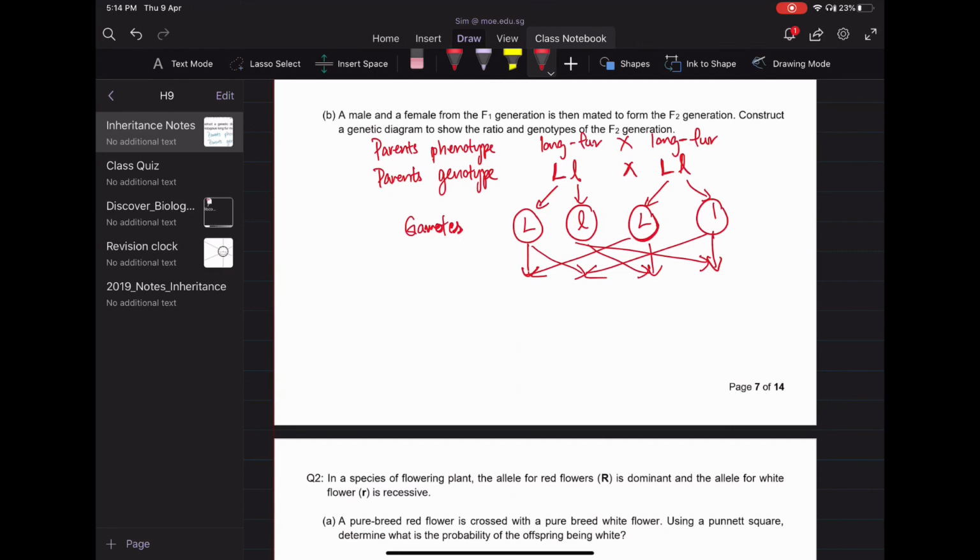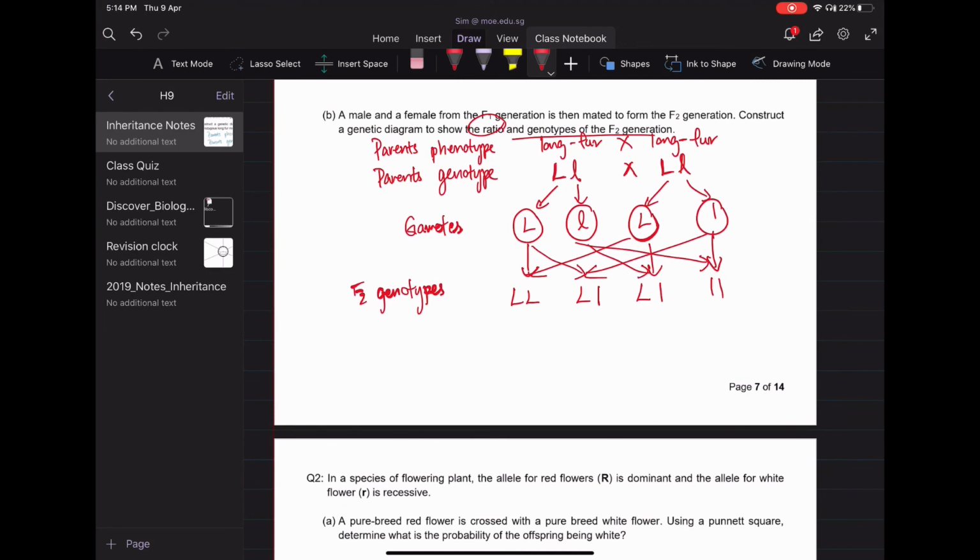You notice that if I try to draw it neatly, it will make my entire work a lot easier to understand, and that means in the exam, when I check my work, it's a lot easier to understand also. This will result in capital L capital L, capital L small l, capital L small l, and small l small l. These are what I call the F2 genotype, because it shows what the genotypes of the offspring are.